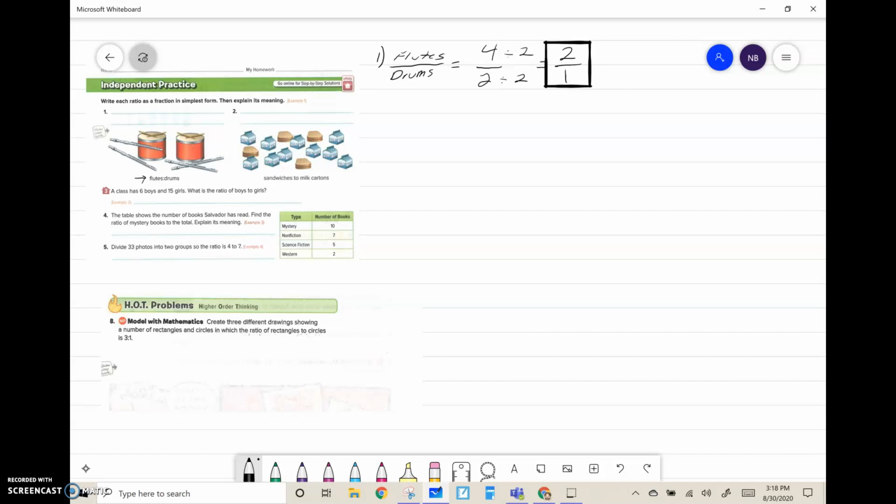Same thing with number 2. If we look at number 2, we want to look at what is the first word in our ratio, and the first word is sandwiches. So when we set up number 2, we're going to want to have sandwiches, and I'm going to abbreviate sandwiches, over milk. So what you want to do here is count up. Well, it looks like we have 4 sandwiches. And it looks like we have 1, 2, 3, 4, 5, 6, 7, 8, 9, 10 cartons of milk.